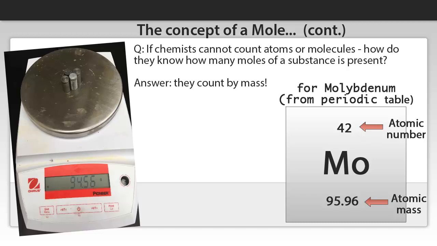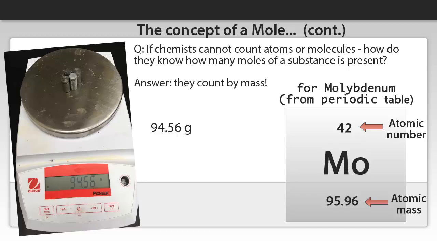If we measure other masses, we could have more or less than 1 mole of molybdenum. Say, for instance, we go into lab and we measure out exactly 94.56 grams of this element, as shown in the picture on the left. This is approximately 1 mole, but not equivalent to 1 mole. In fact, it's a little less than 1 mole because we know it requires 95.96 grams of the element to have 1 mole. We've got about a gram less than that or so.